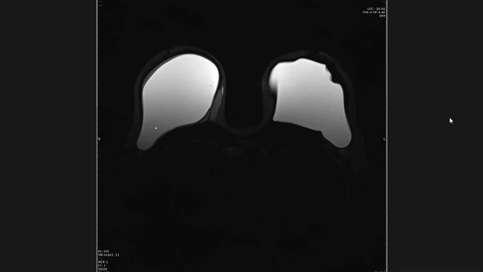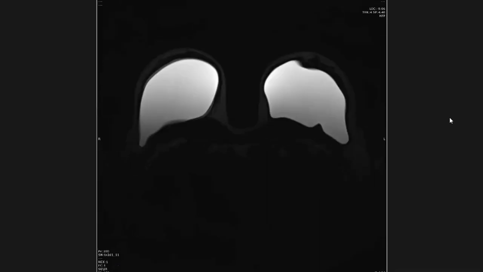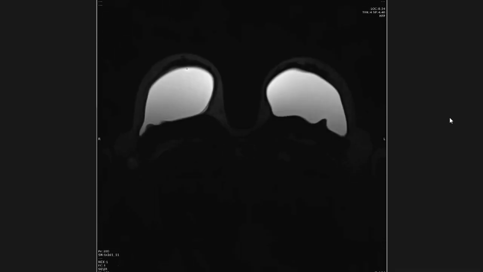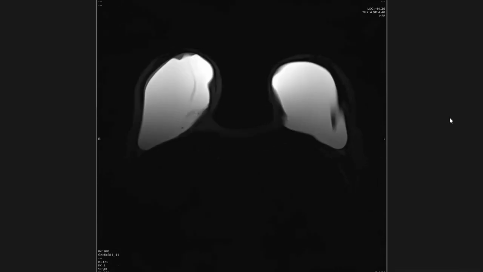As you have scrolled on the previous image, I can see some hypointense bands. These are seen along the margins of the silicone implants, giving the keyhole sign, that they are indented inwards towards the implant.